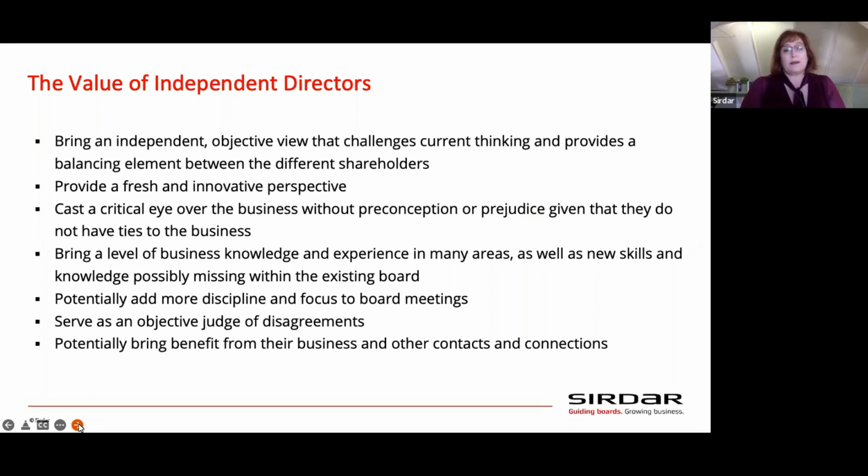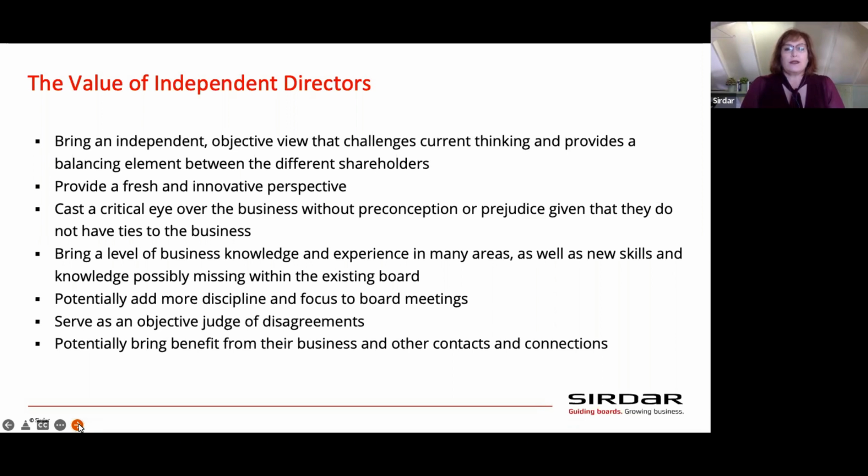So certainly they may potentially add more discipline and focus to board meetings, especially when you are bringing on an independent director who has sat on boards before, or an independent chairman who understands an effective process in terms of running board meetings. And often they can serve as an objective judge of disagreements. When you have partners, for example, or shareholders sitting around a boardroom table, sometimes we lose focus as to what we are doing.